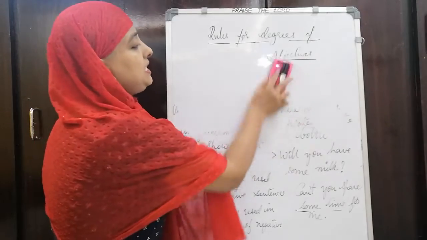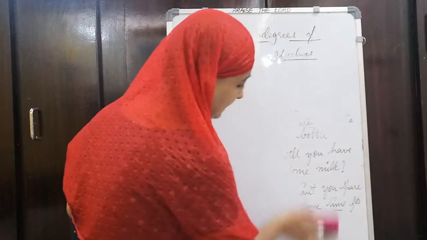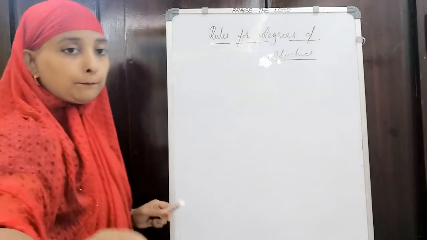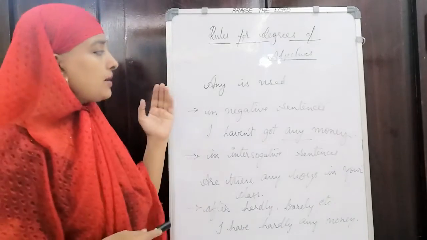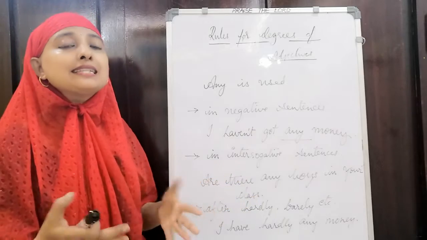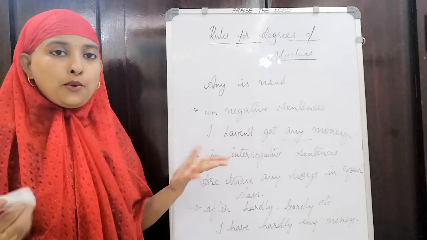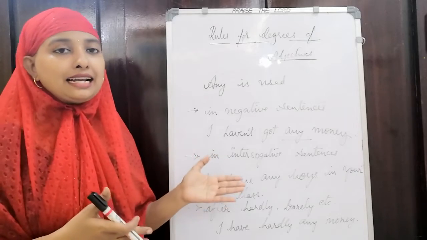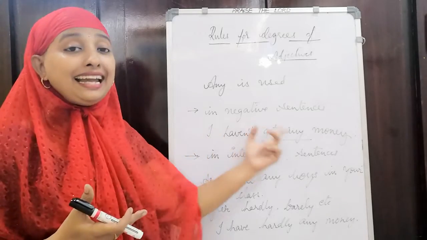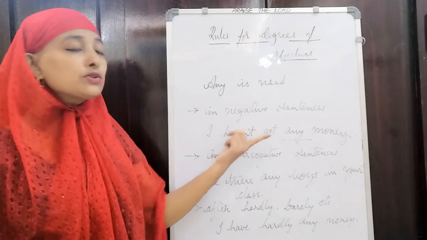Coming to any, it is used in negative sentences. We know negative sentences are used to convey a negative message. That means don't, no, can't: all these are negative words with which we make sentences. So, I haven't got any money. Again it is uncountable. I haven't got any money. So it is used in a negative sentence.